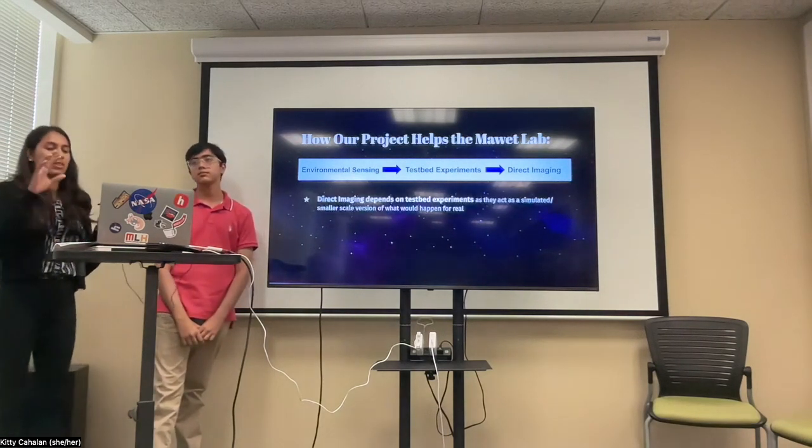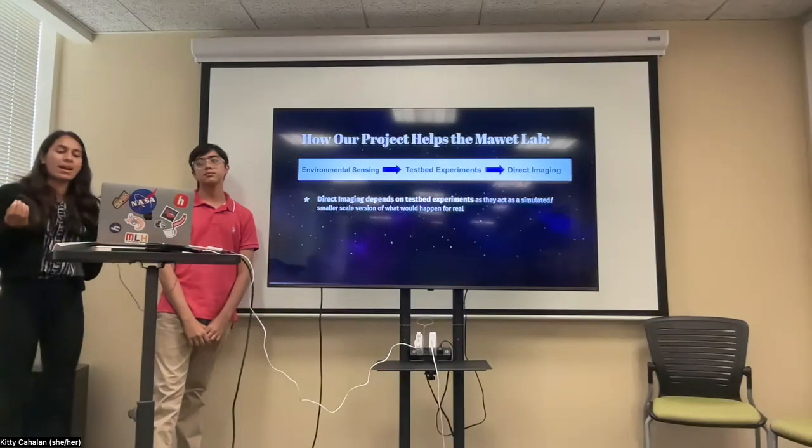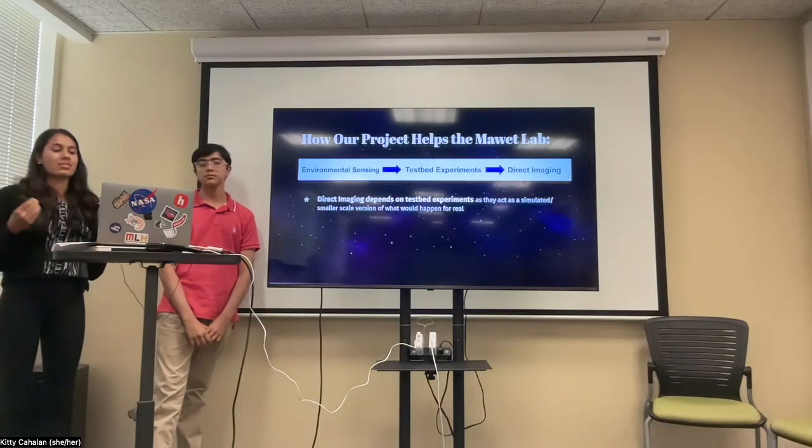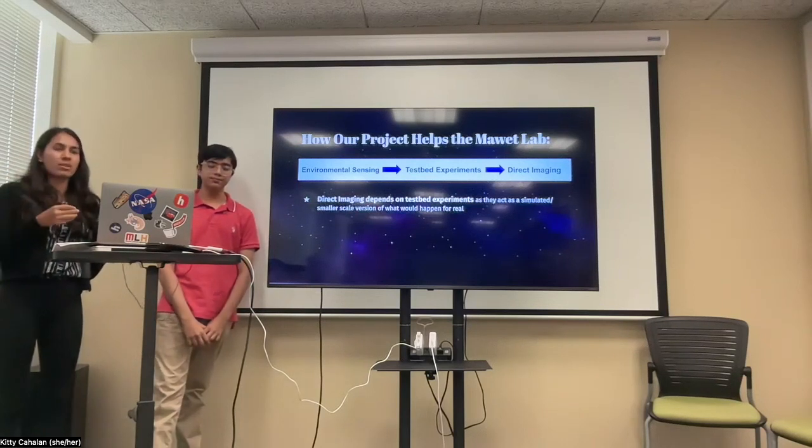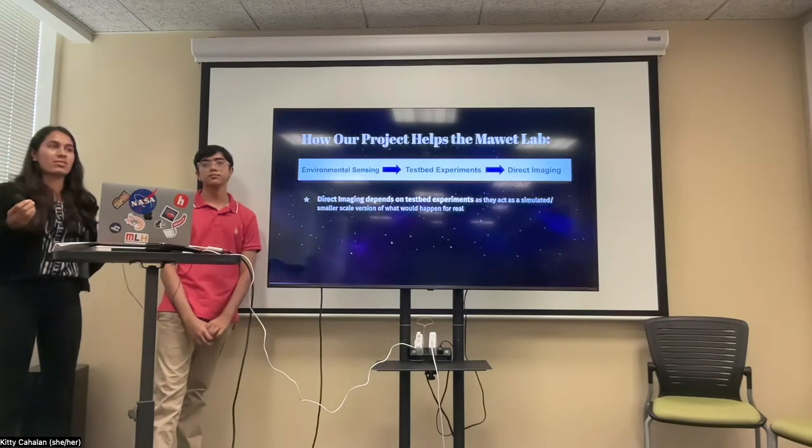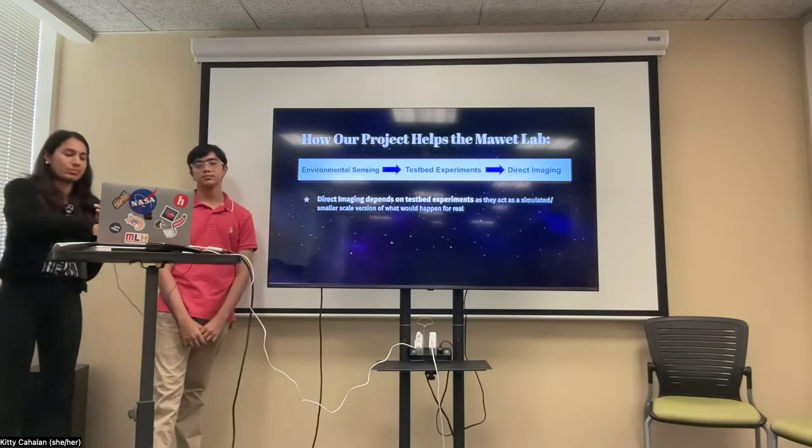To start with the latter, direct imaging depends on testbed experiments, as they act as a simulated or smaller scale version of what would happen for real. So we can anticipate any flaws. We can test out the instrumentation in a way that's a little bit more low stakes.